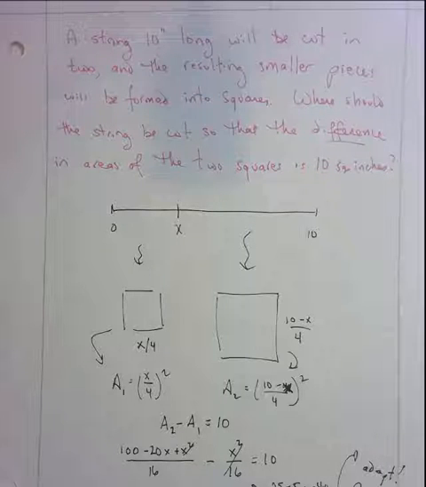If you remember in this problem, we were going to take a string 10 inches long, cut it in two, and make two squares out of the resulting pieces, and we wanted the difference in areas of the two squares to be 10. And so where did we have to cut?